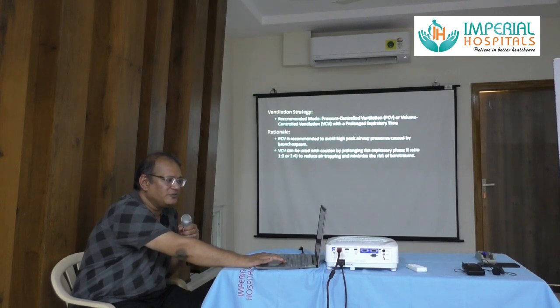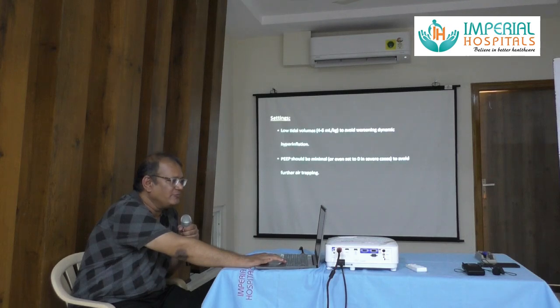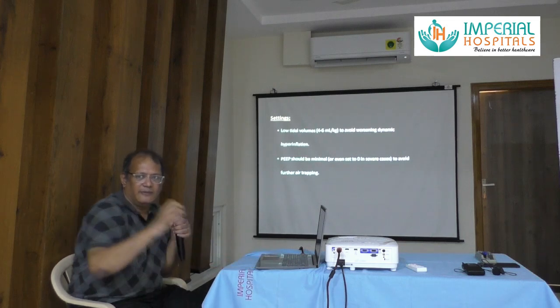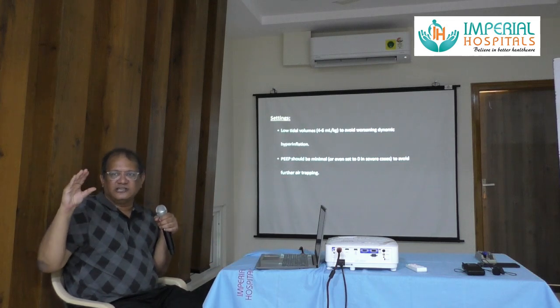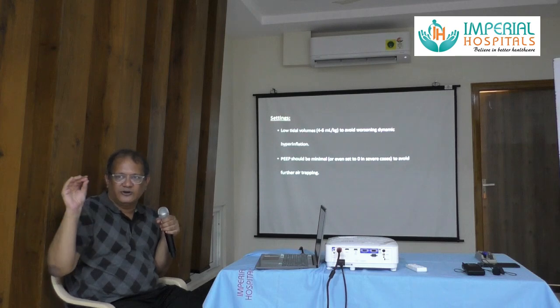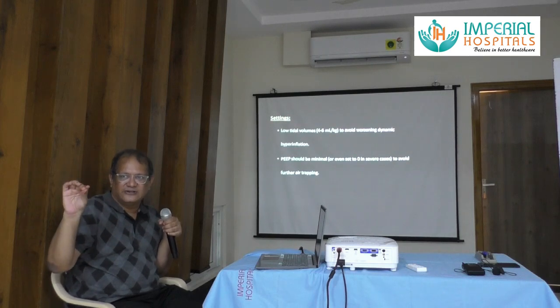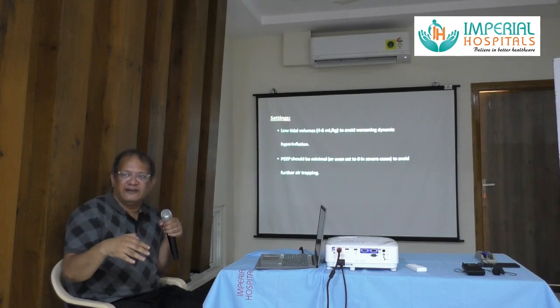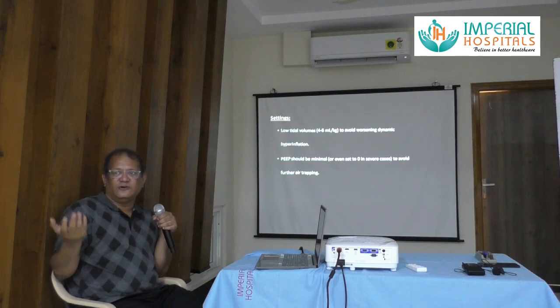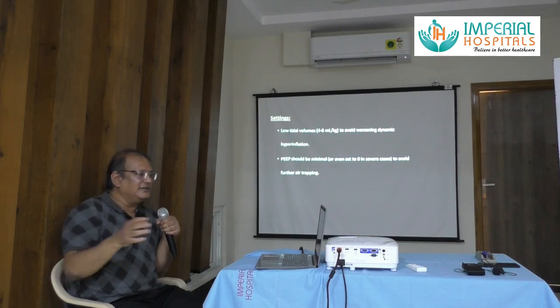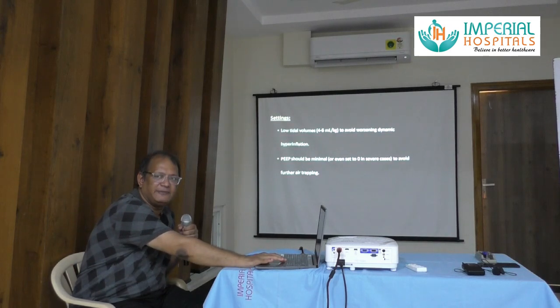Volume control can be used to prolong the expiratory phase. Set tidal volumes 4 to 6 ml per kg, and PEEP should be set minimal to avoid further air trapping. In severe asthma, air trapping can occur, right? So there is almost no chance of collapse per se. Small bronchioles are already constricted, right? You're not able to send the air out of the lungs, so collapse chances are low. So PEEP can be minimal.